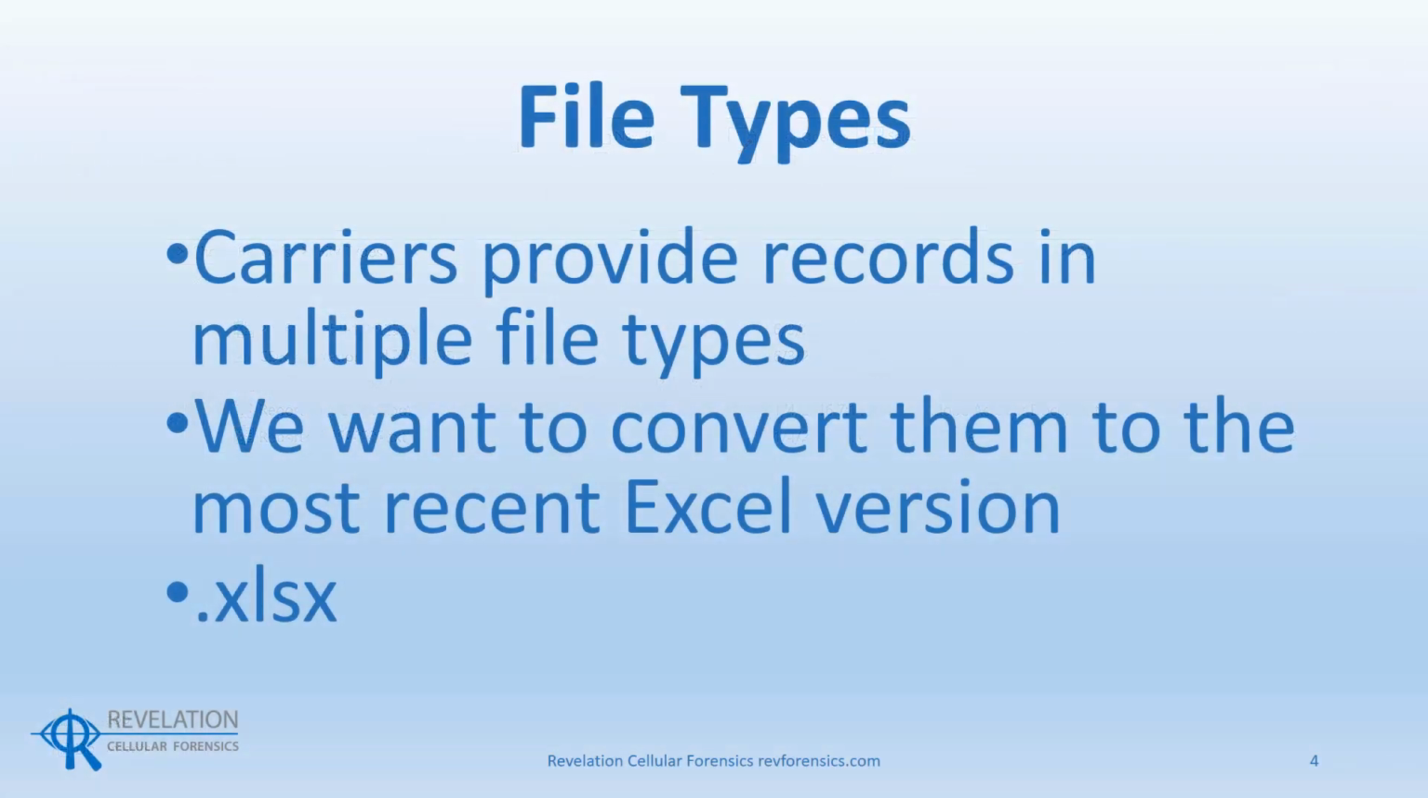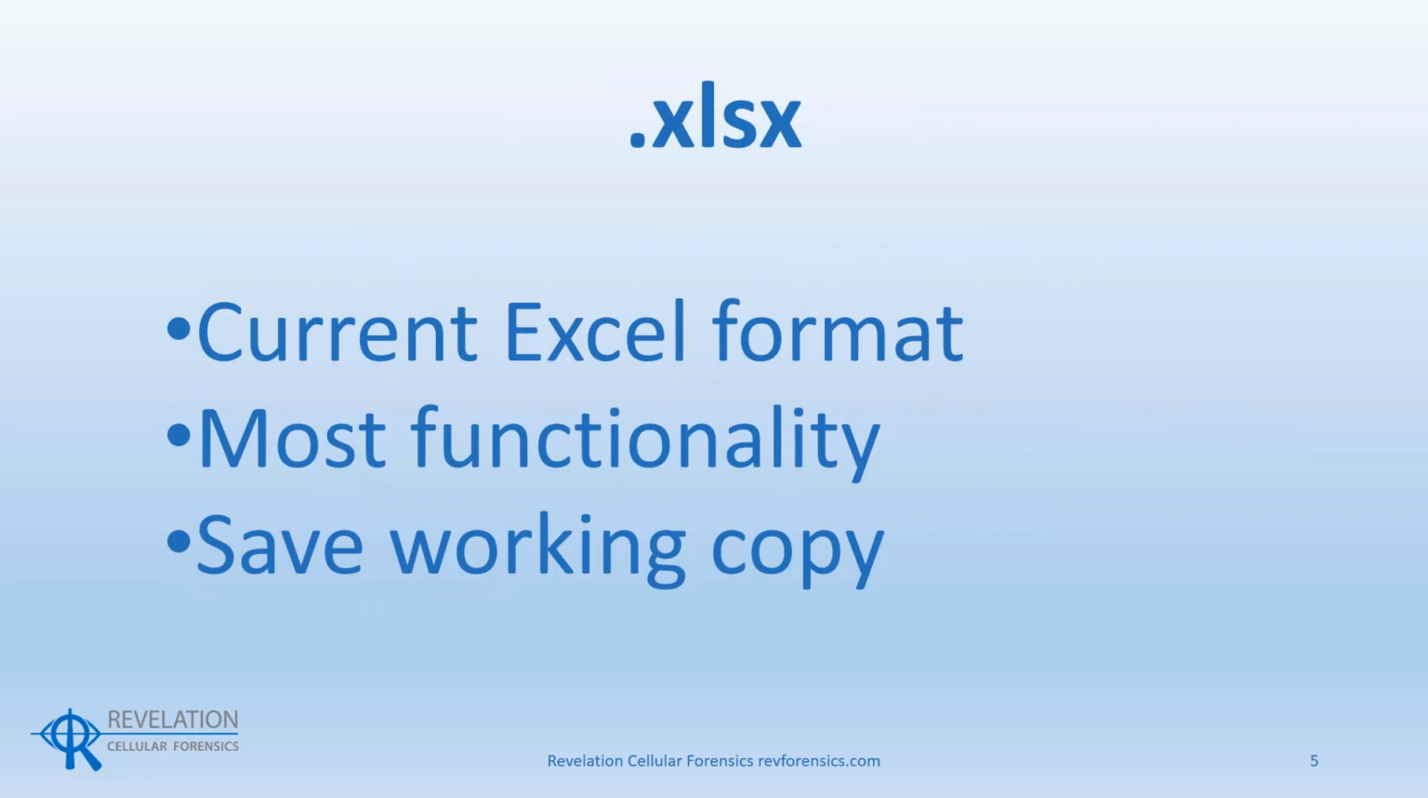The carriers provide the records in multiple different file types, but we want to convert them all to be used in the most recent version of Excel, which is xlsx. This is the current Excel format, and to get the most out of our analysis and the most functionality in Excel, we want the records in the most recent Excel workbook format. When the records come in xlsx, we can make a working copy and get started.